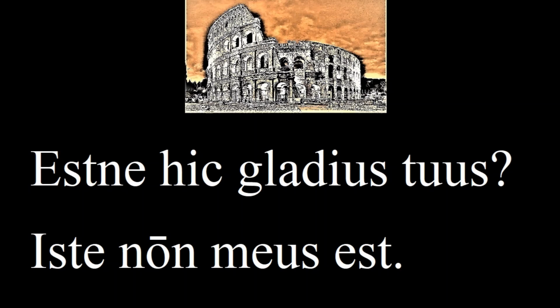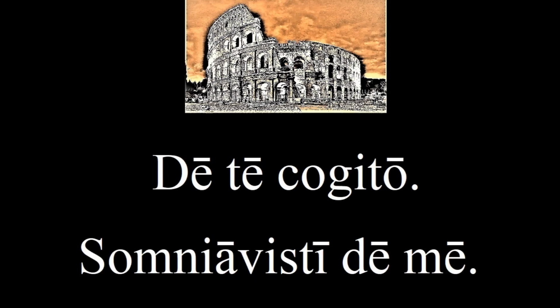The next sentence contains a small but really useful word. And if you speak Spanish or French, you'll be able to understand this. De te cogito. I'm thinking of you, or I'm thinking about you. This word de triggers the ablative. But the ablative and accusative of tu are both te, so don't get confused. And likewise for ego, the ablative and accusative are both me, as in the next sentence.